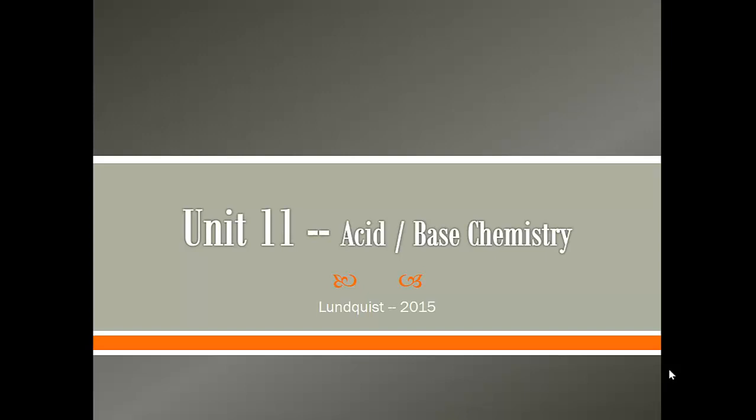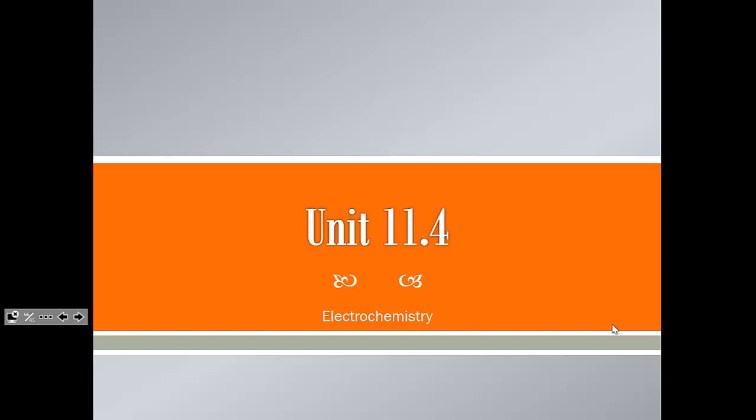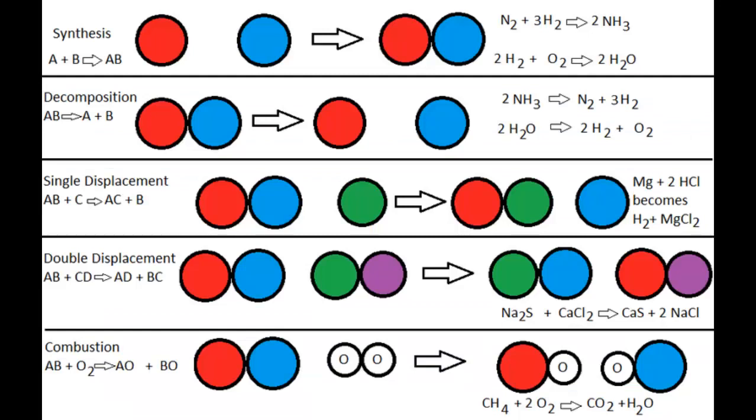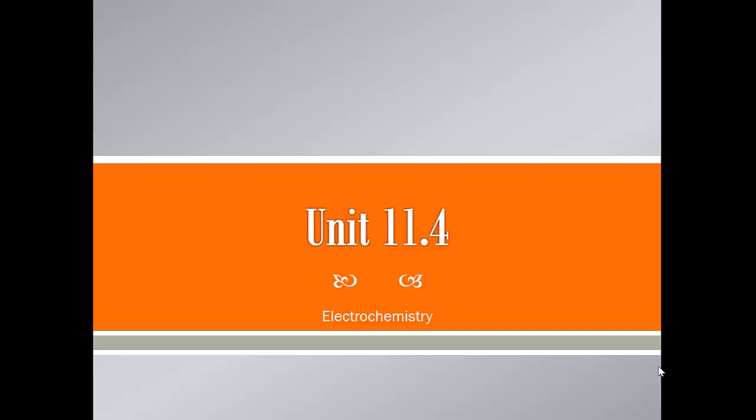Welcome back, students, to Unit 11, Acid-Base Chemistry. Today we will be talking about electrochemistry. In this class, we have talked about chemical reactions, and we've classified chemical reactions as there being 5 types of chemical reaction. These being synthesis, decomposition, single and double replacement reactions, as well as combustion reactions.